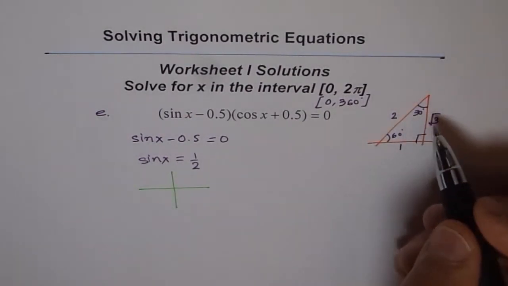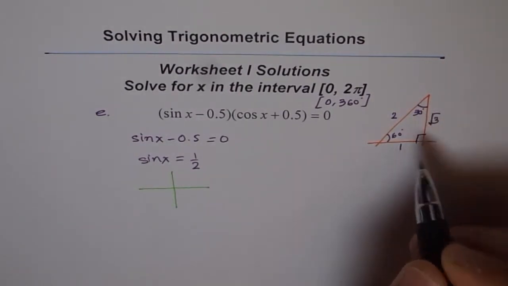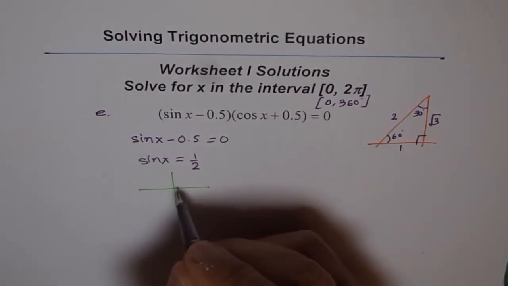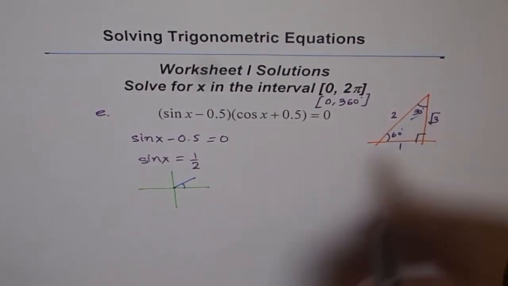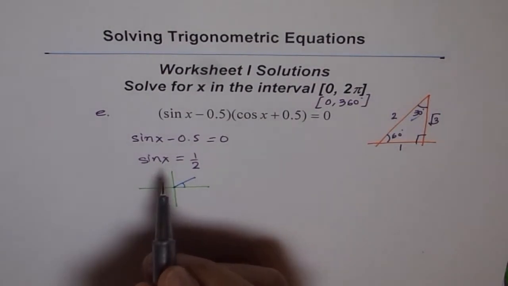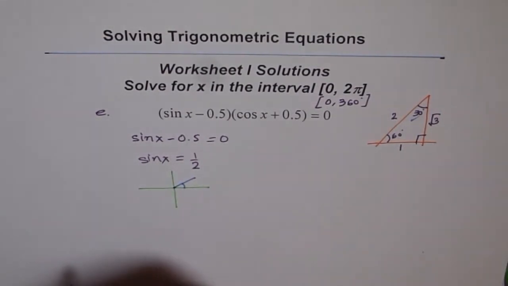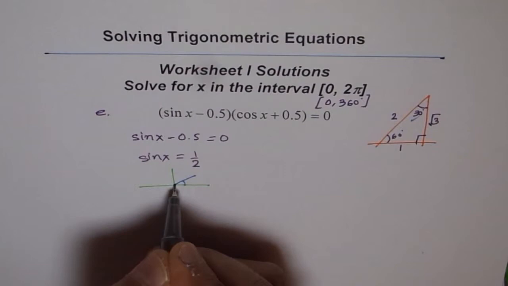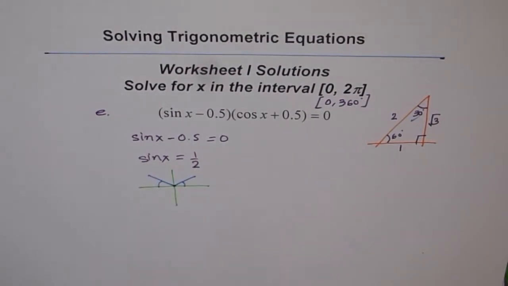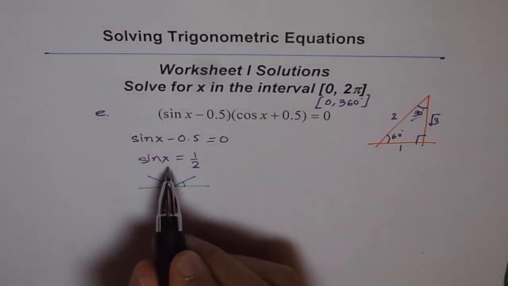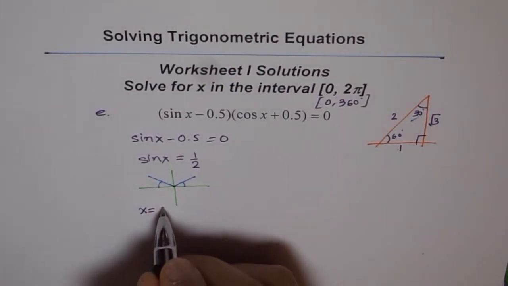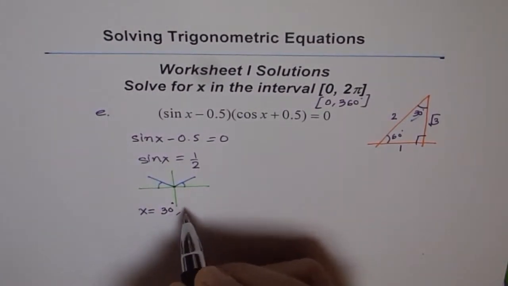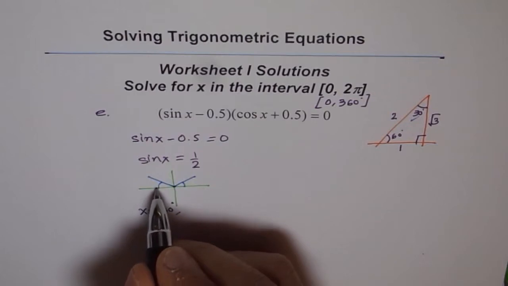So sin x is half for 30 degrees. That means we get one solution here in quadrant 1 where this angle is 30 degrees. But sin, as you know, is also positive in quadrant 2. So the other possible solution is 180 minus 30, this angle. So these are the two possible solutions for sin x equals half. We can write that x equals 30 degrees or x equals 180 minus 30 degrees.